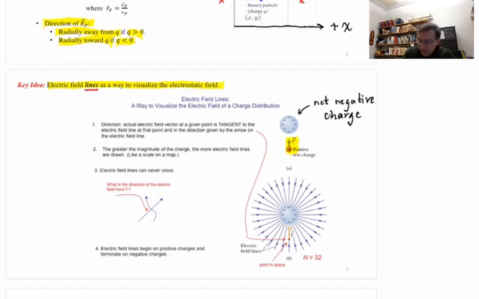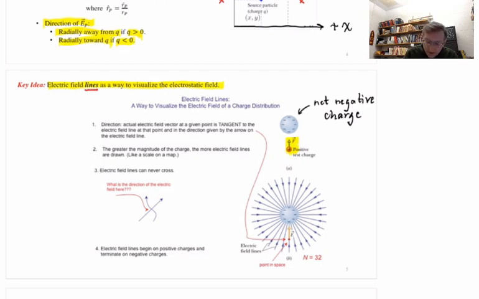All right, so then the picture right below is that same spherical object with the same charge and a bunch of electric field lines that have been drawn to help us visualize the electrostatic field. Now, I've got 4 properties that we need to know about electrostatic field lines.